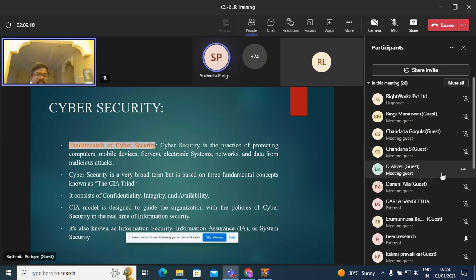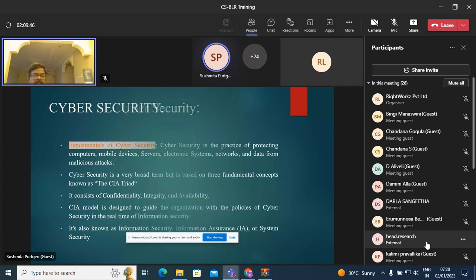The CIA model is designed to guide the organization with policies of cybersecurity in the real time of information security, and it's also known as information security, information assurance, or system security. The branches of cybersecurity are network security, system security, application security, information security, web security, and mobile security. The first one is network security.